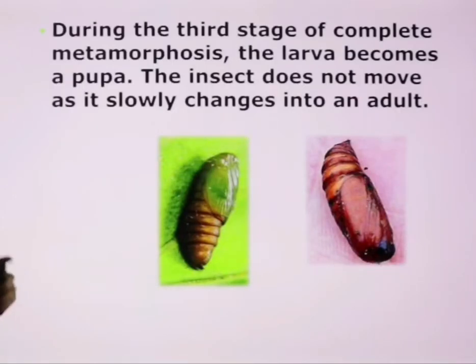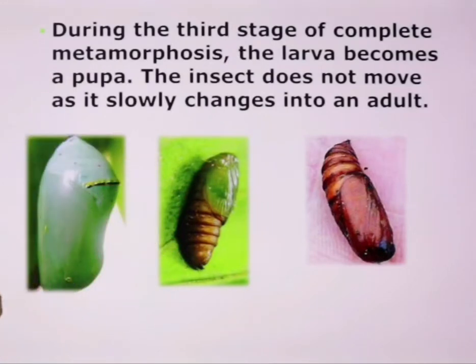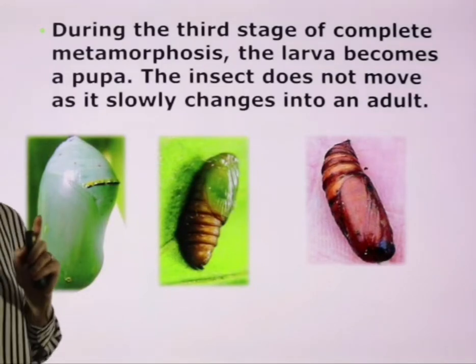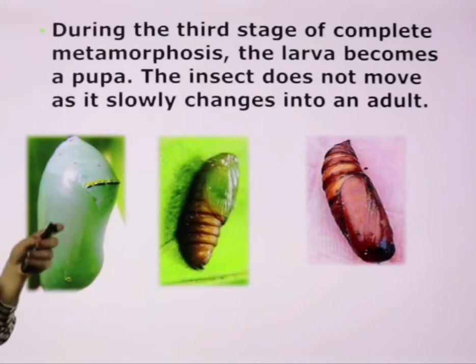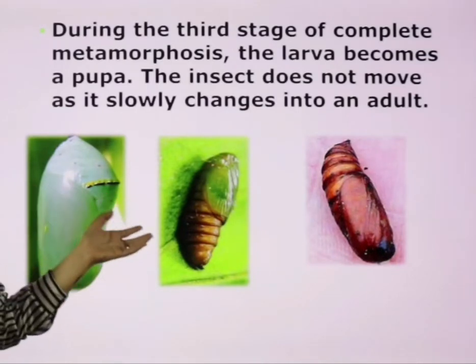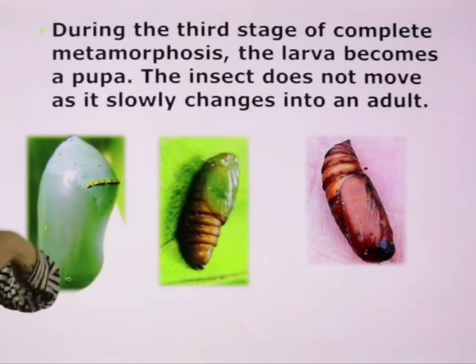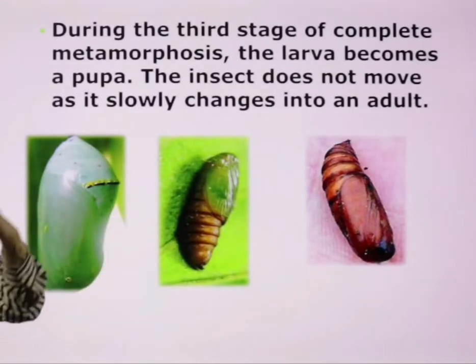During the third stage of complete metamorphosis, the larva becomes a pupa. These are examples of pupa. The insect does not move as it slowly changes into an adult. Sometimes when you're out in the gardens or you can see trees and some grass, you can see shapes like these. Maybe some of you get disgusted or scared, but this is a pupa. This is a baby insect that's growing into an adult insect, and it doesn't move. It stays still until it grows up completely.